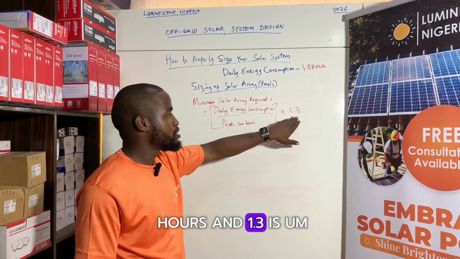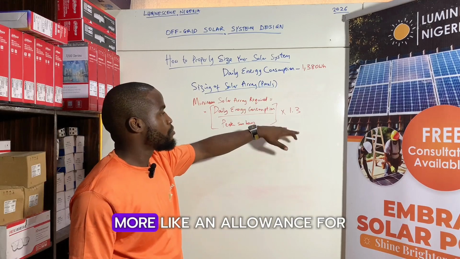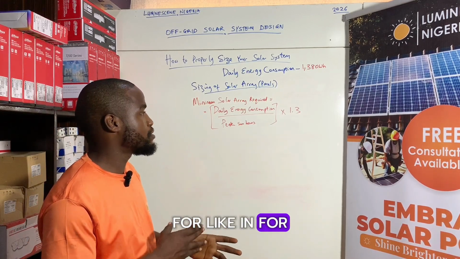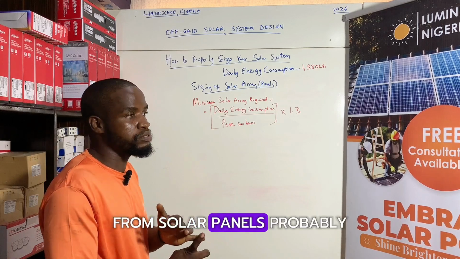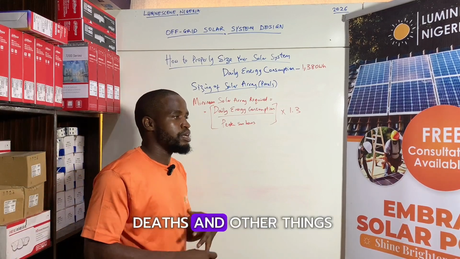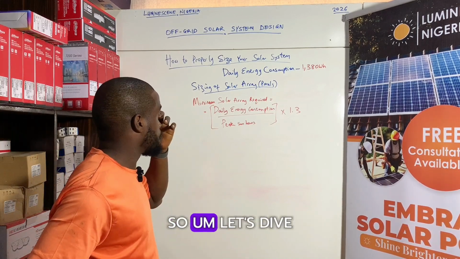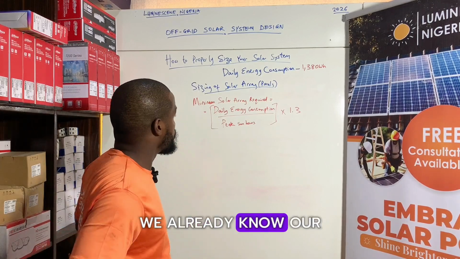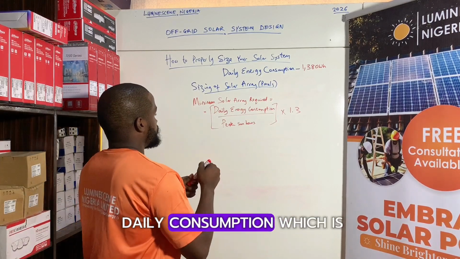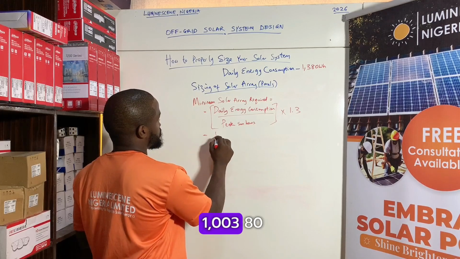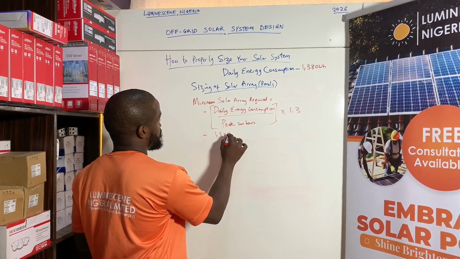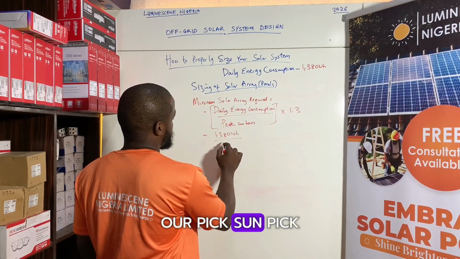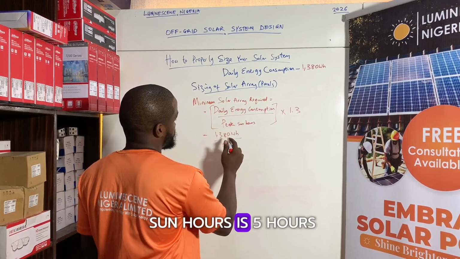Now 1.3 is more like an allowance for the inefficiencies from solar panels, probably dust and other things. So let's dive right into that. We already know our daily consumption, which is 1,380 watt hour. Our peak sun hours is 5 hours.